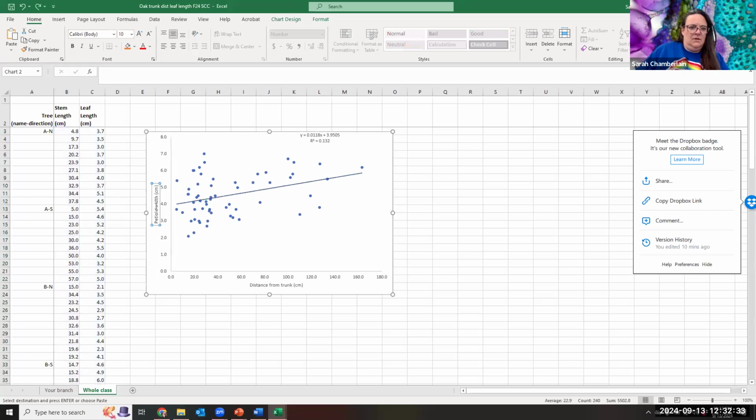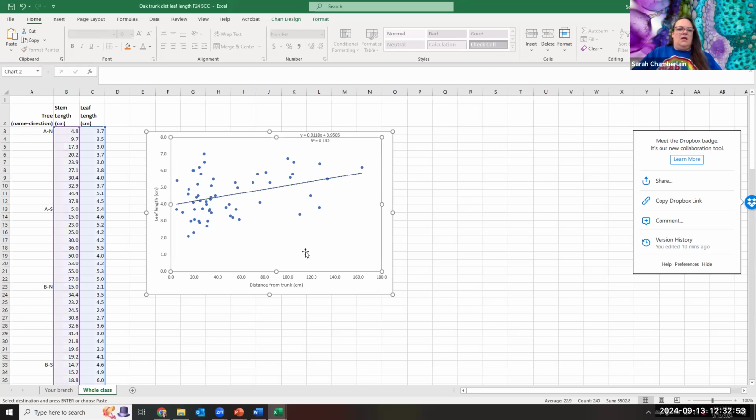Oh, crap. I did not mean to do that. I meant to change the words in here, not make the whole thing go away. Thanks. Okay. So it makes a scatter plot. And then what I did is I told it to make me a line of best fit. Okay. And then I also told it to include this little equation.